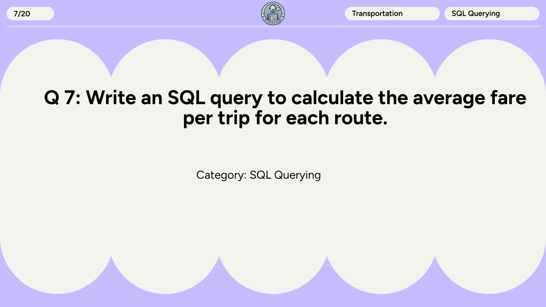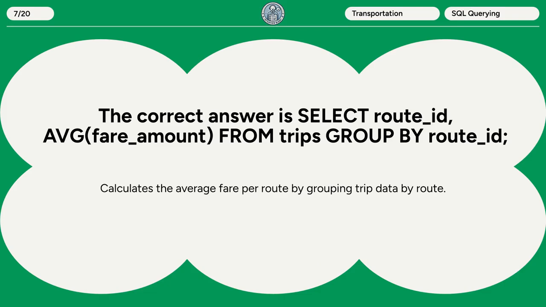Question 7. Write an SQL query to calculate the average fare per trip for each route. The correct answer is: SELECT route_id, AVG(fare_amount) FROM trips GROUP BY route_id. Calculates the average fare per route by grouping trip data by route.